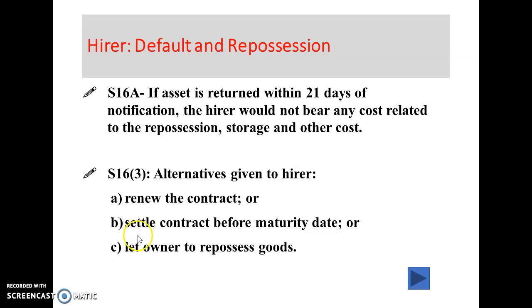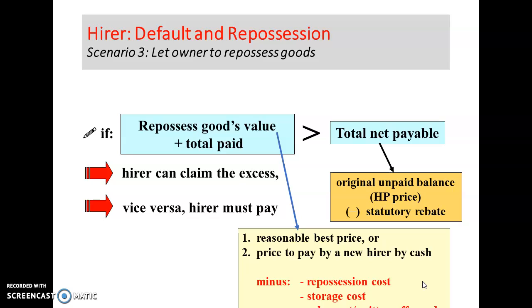Now the third option available is that the hirer will let the owner repossess the goods. So the hirer will let the owner come and take the goods back to his place. How should we account for this if this is the case?